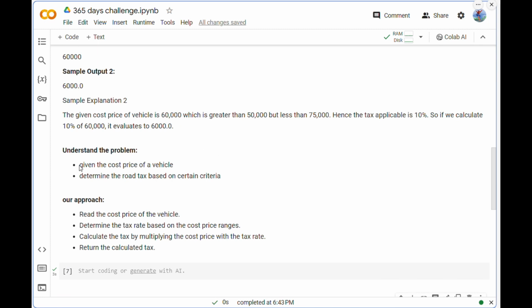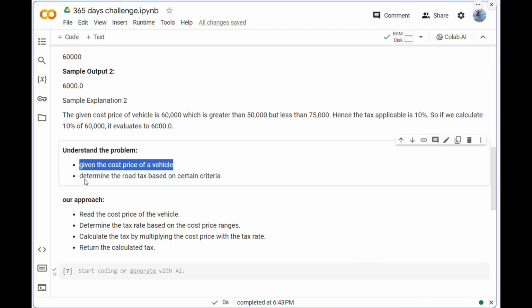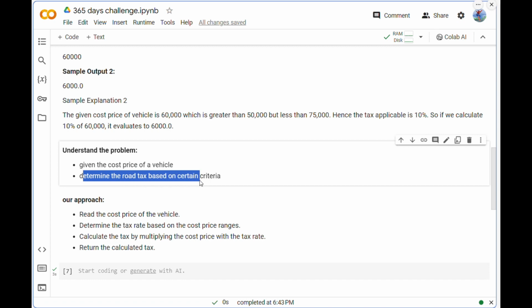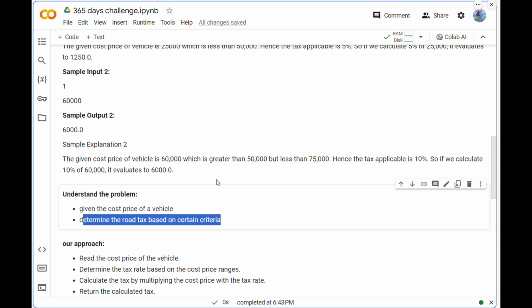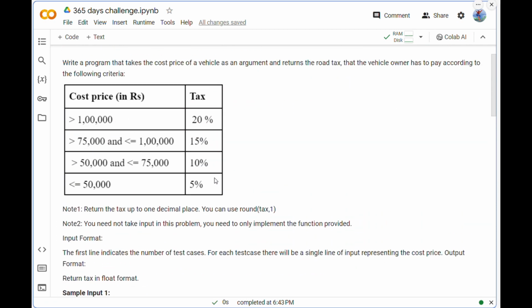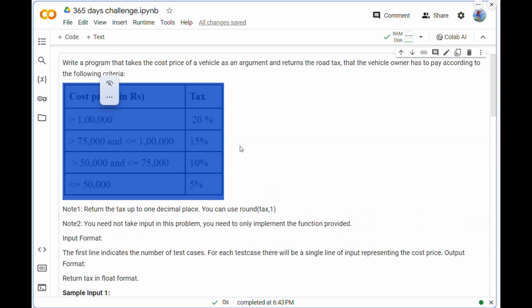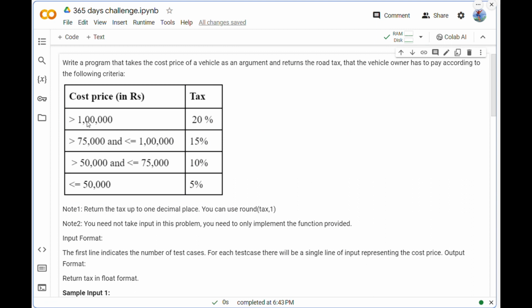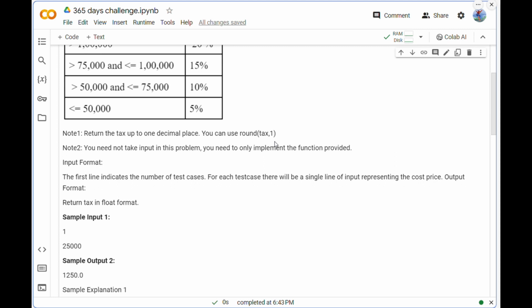We are given the cost price of a vehicle and we need to determine the road tax based on certain criteria. Now what is that criteria? So that criteria is this. If the cost price is greater than these limits, then we need to pay this much tax. You can pause the video and read it out, but let me explain further.